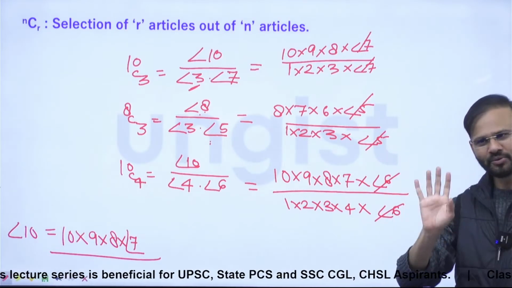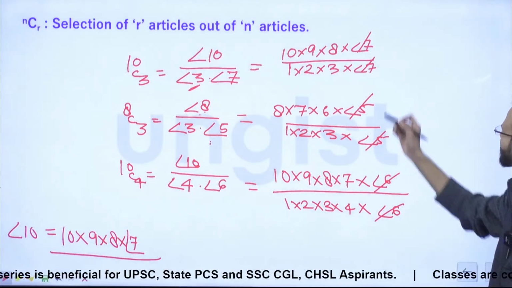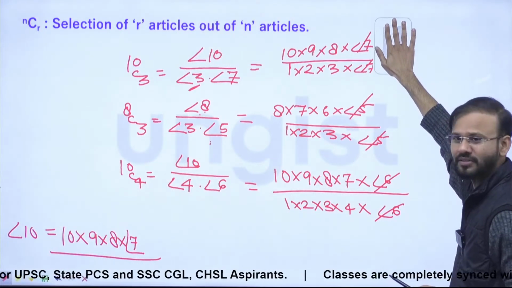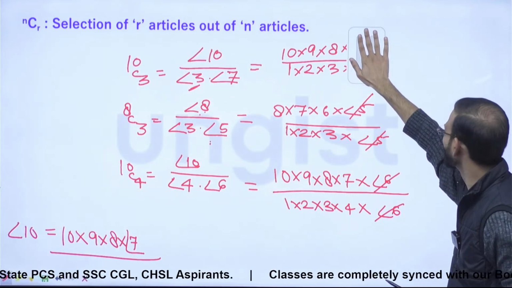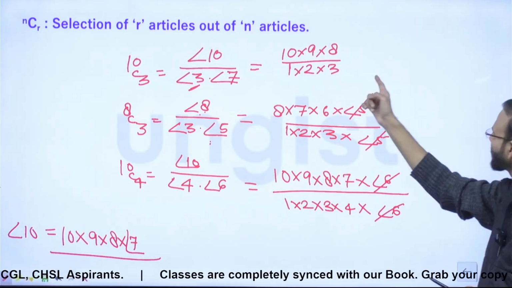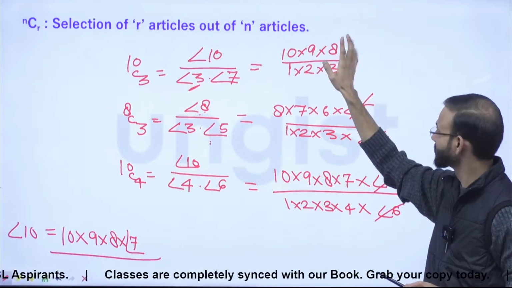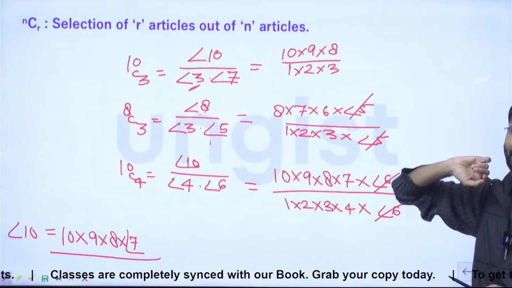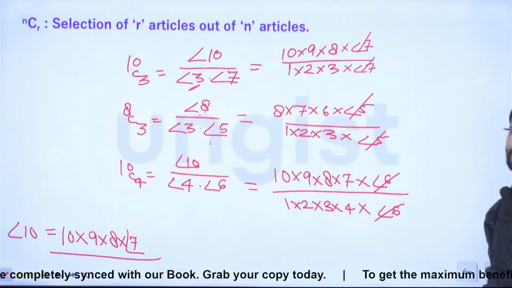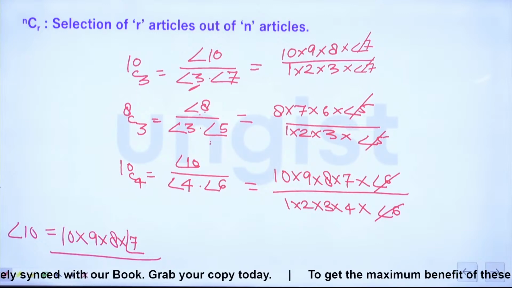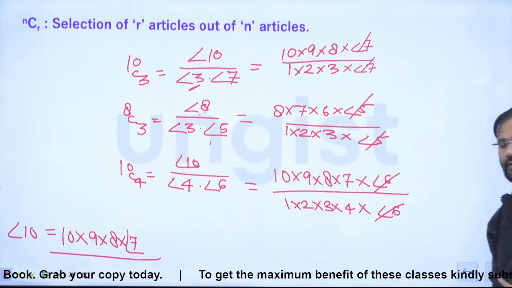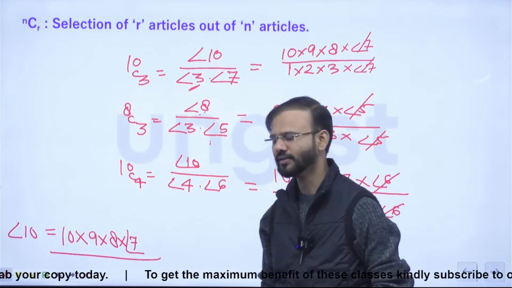Look, whatever has cancelled, forget it. Whatever is left finally, suppose this has cancelled, then I can remove this part from here. So whatever is left over, you just look at the leftover, right? Clear? The numbers are decreasing in the numerator.